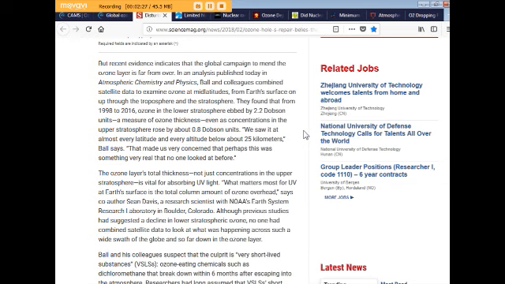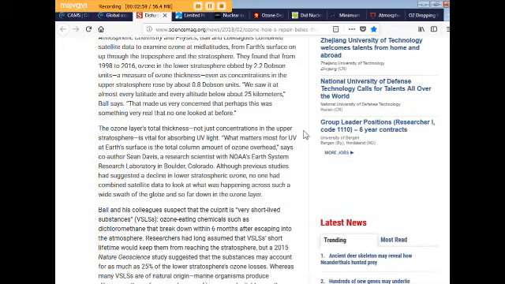They found that from 1998 to 2016, ozone in the lower stratosphere ebbed by 2.2 Dobson units, a measure of ozone thickness, even as concentrations in the upper stratosphere rose by about 0.8 Dobson units. "We saw it at almost every latitude and every altitude below about 25 kilometers," Ball says. "That made us very concerned that perhaps this was something very real that no one looked at before."